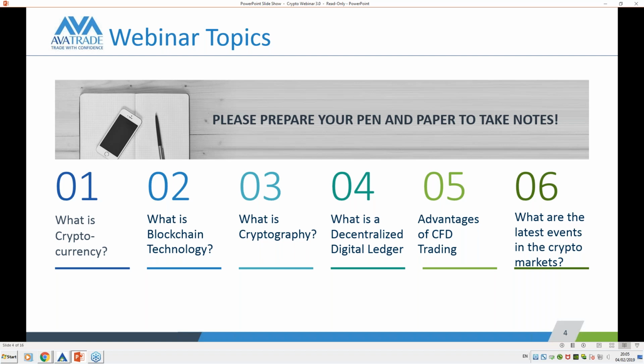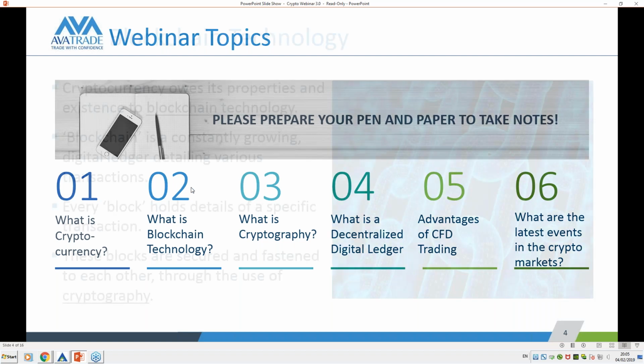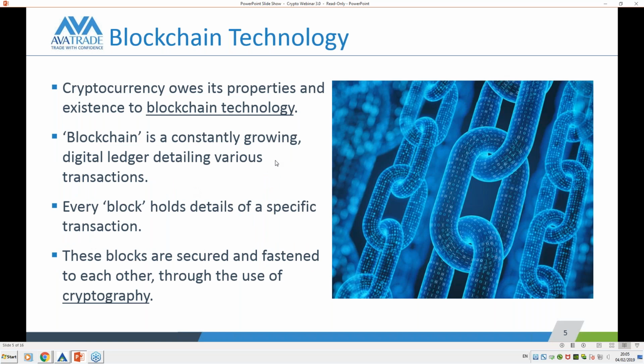But let's go ahead, let's talk a little bit about the specifics of the technology behind cryptocurrencies. It's something known as blockchain technology. A blockchain is basically a constantly growing digital ledger that details the transactions that occur as people buy and sell things with cryptocurrencies. And so it's something that can be accessed and checked. It's always there, and it holds all the details of all the transactions that have occurred between different owners of cryptocurrencies.